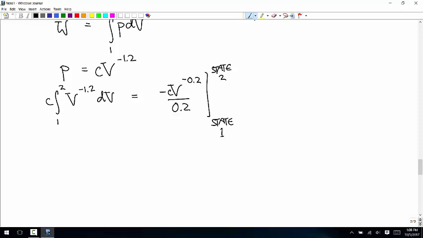Yeah, I guess I just won't give you that equation, so if you want to memorize it. So we can think of this as C times volume 1 to the negative 0.2 divided by 0.2. I'll make that multiplied by 5. So 5C times volume 1 to the negative 0.2 minus volume 2 to the negative 0.2.